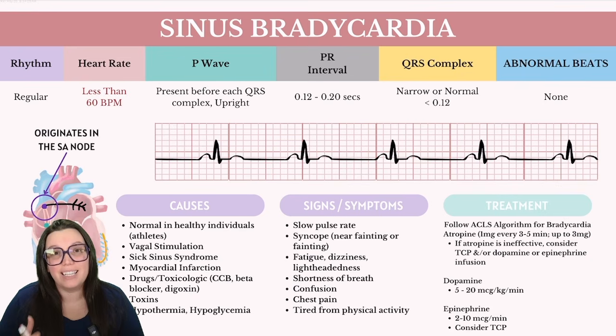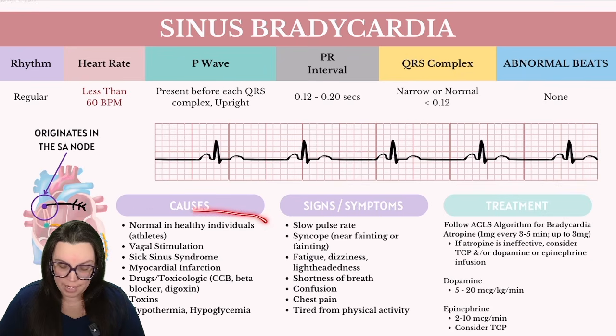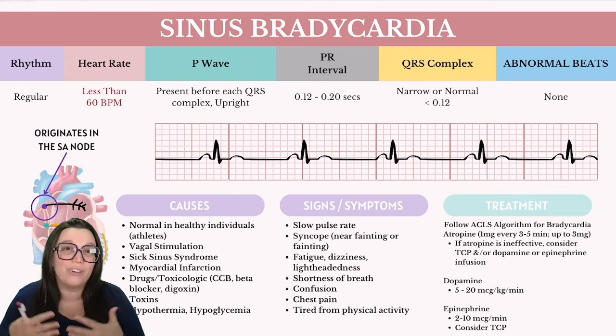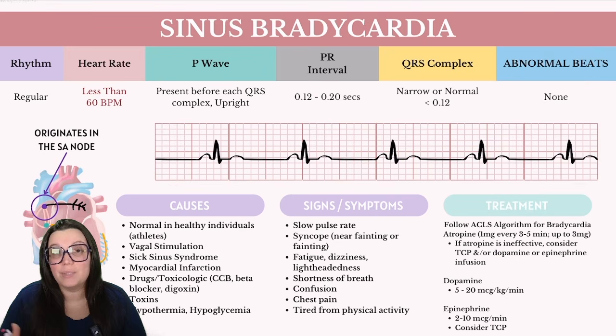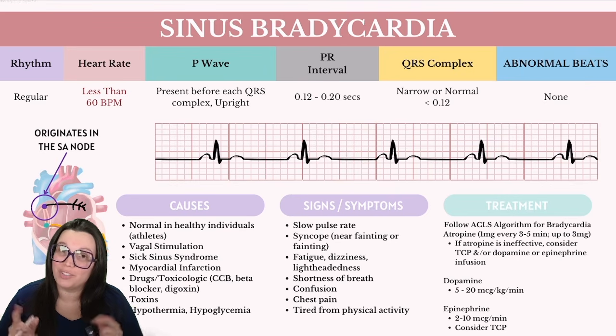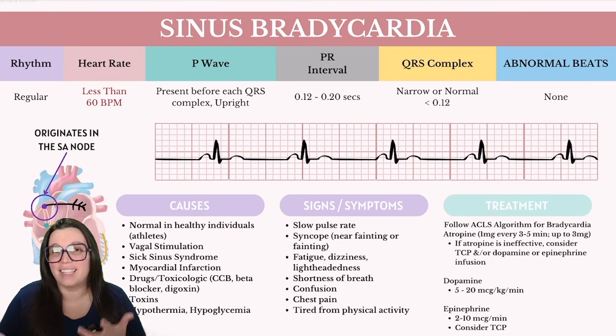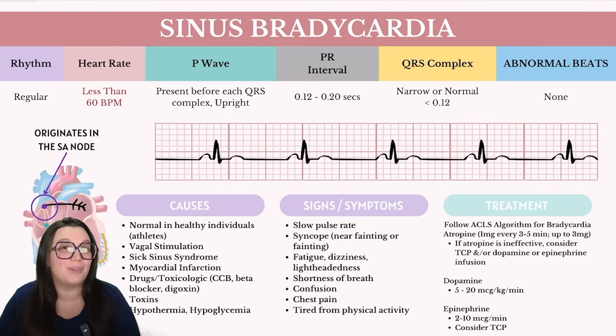So what's interesting is that sinus bradycardia can be normal in some healthy individuals, especially athletes due to their enhanced cardiovascular efficiency. However, it can also arise from various pathological conditions or external factors. Additional causes can include sick sinus syndrome, myocardial infarction, and the effects of certain types of drugs and toxins, like we see with calcium channel blockers, beta blockers, and digoxin. We may also see environmental factors such as hypothermia or even hypoglycemia.